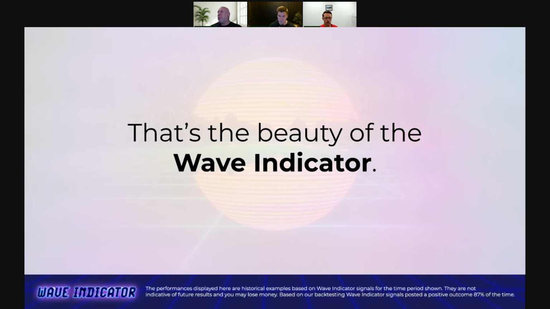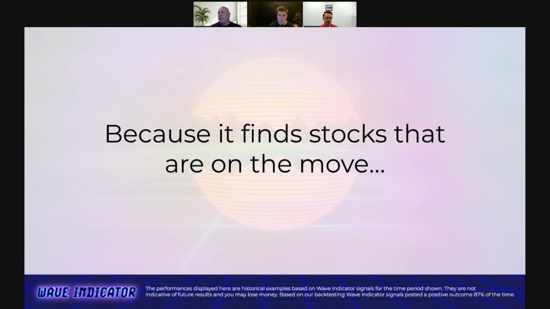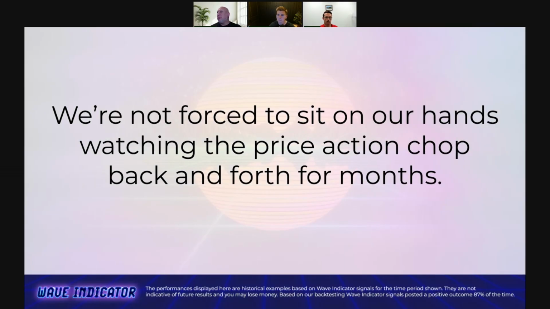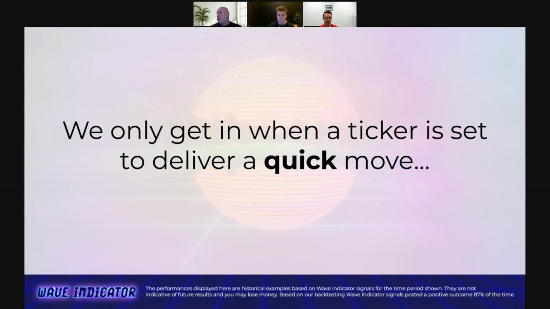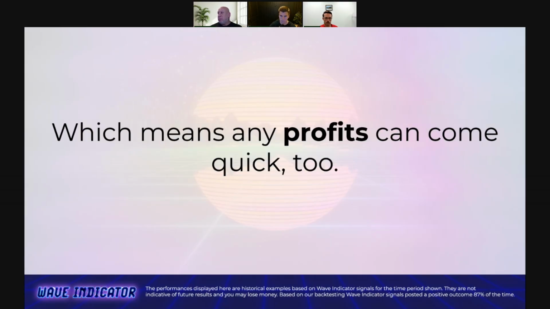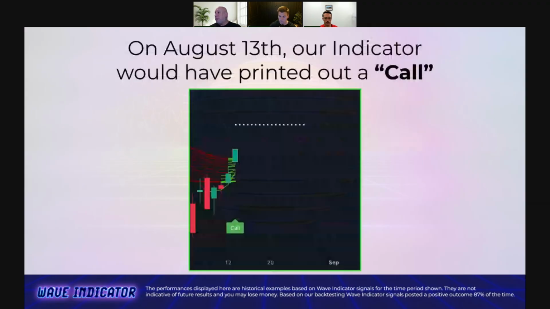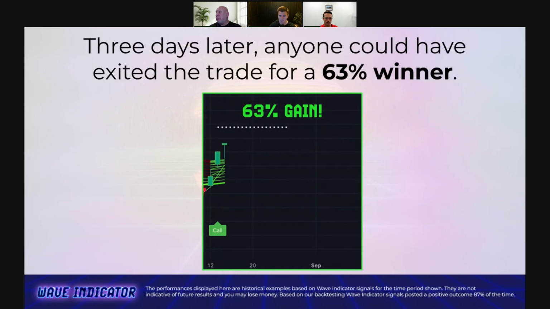That's the beauty of the wave indicator. It finds stocks that are on the move, and because of that, we're not forced to sit on our hands watching price action chop back and forth for months on end. We only get in when a ticker is set to deliver a quick move, which means any profits can come quick as well, like this trade on NVIDIA. On August 13th, our indicator would have printed out a call. 3 days later, anyone could have exited the trade for a 63% winner.